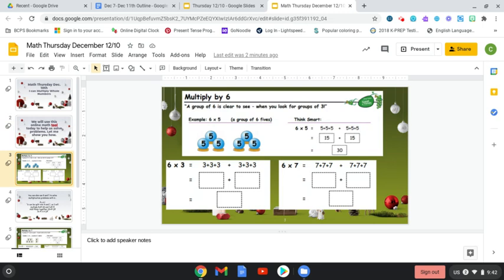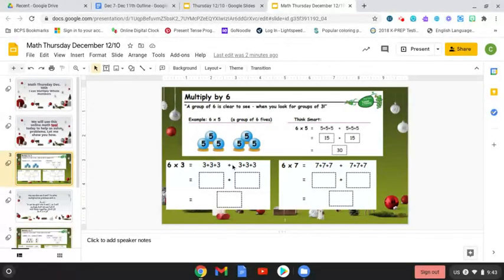So here is a trick for sixes. A group of 6 is clear to see when you look for groups of 3. So 6 times 5 means a group of 6 fives, okay? So 6 fives. But if you split it into 3 fives and 3 fives, it's a lot easier to deal with. So instead of 6 times 5, you could solve 3 times 5 and 3 times 5, and then add them together to get 30.